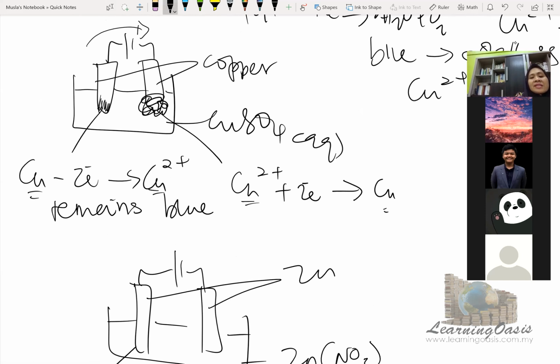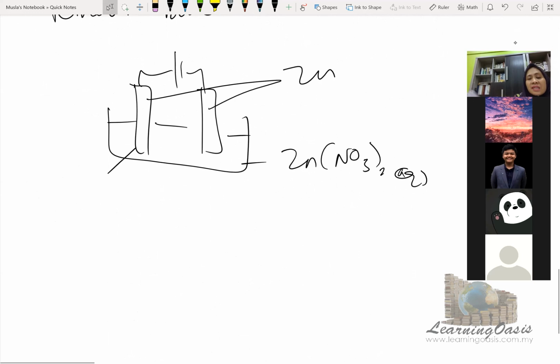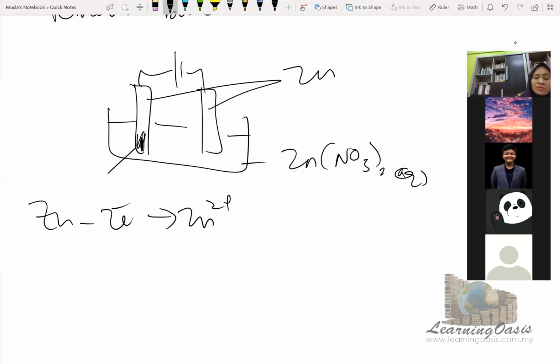Now, with that understanding, you go to zinc. Zinc in zinc nitrate. So what happened to anode? Zinc will be oxidized. Zinc ions. So what's the observation? Zinc anode will corrode. The mass decreases or anything similar to that. What happened in the cathode now? Zn2+ plus 2 electrons to become Zn, and deposited at the cathode.